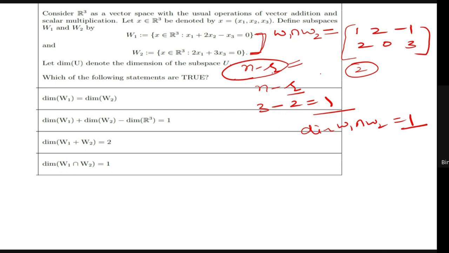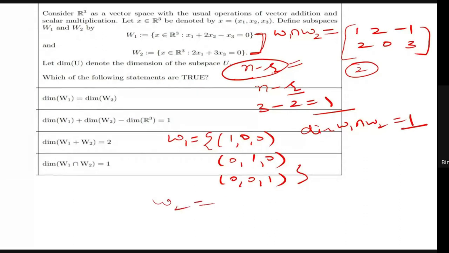Okay, ma'am. Got it. But whenever the option in the question is like this: the set W1 is given as 0, 1, 0, 0, 0, 1. This is the generating set of W1. And W2 is 1, 0, 0, 0, 2, 0. And this is the generating set of W2.